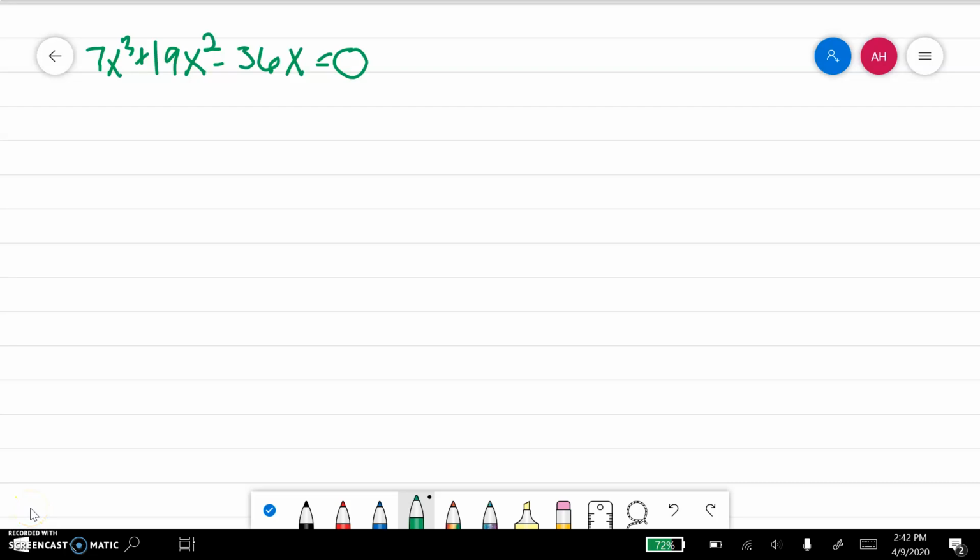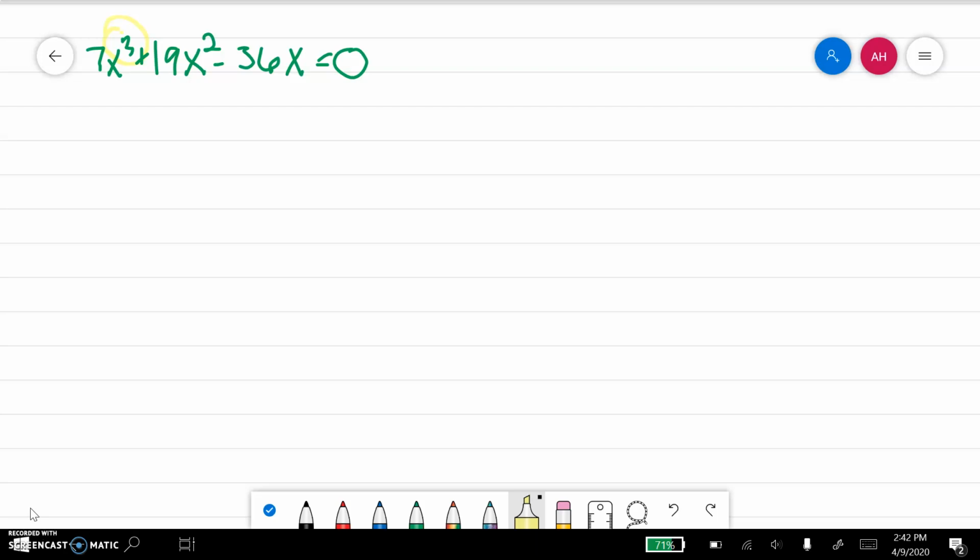Okay, so we have this equation, and the first thing we want to do is always get everything to one side and get it equal to 0, which it already is. Now, if you have an equation that has x cubed, you cannot use the quadratic formula to start with, because quadratic means the highest exponent is 2. So anytime you have x cubed, your first clue with that x cubed tells you to factor.